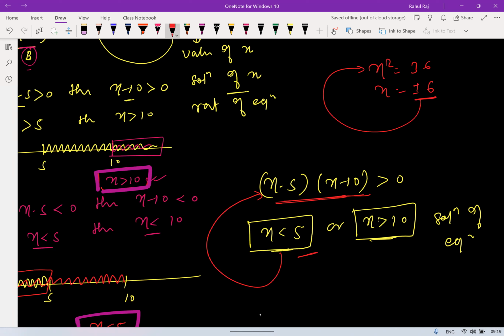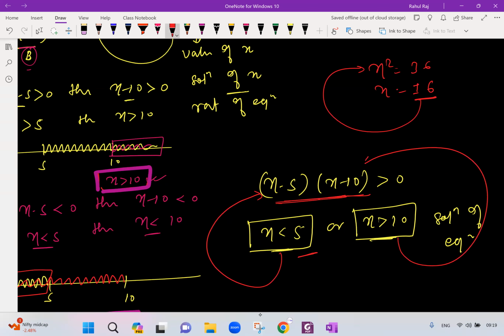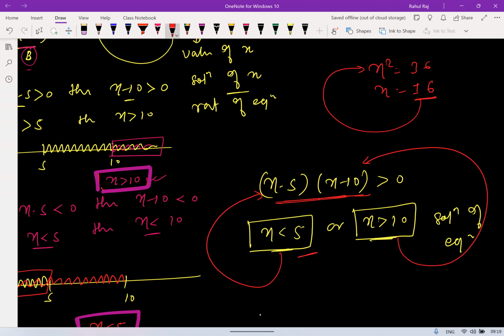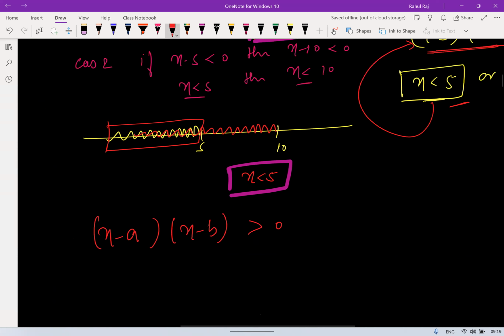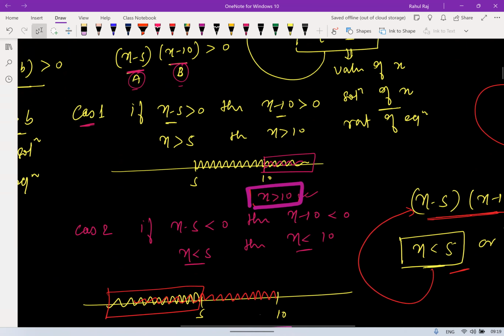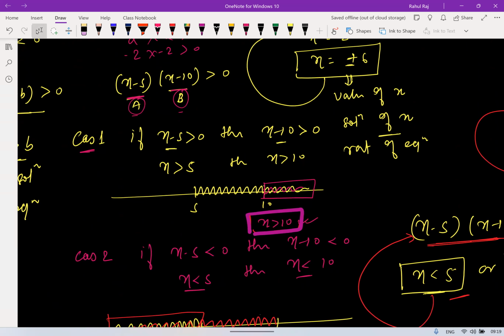Or you okay, put any value of x greater than 10 in this equation will still suffice. That's the whole logic. So when I say (x minus a) into (x minus b) greater than 0, you are not supposed to go ahead and solve all these things. This is just for your understanding purpose.